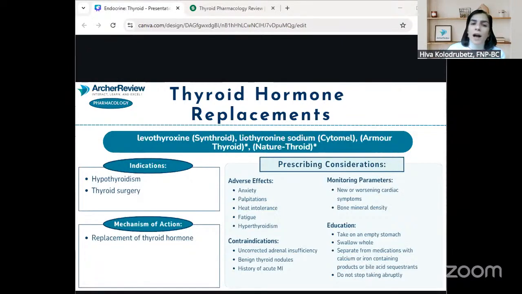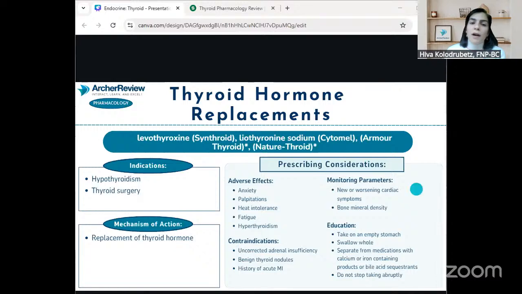There are also some contraindications and monitoring parameters around patients who have underlying cardiac issues, so we want to be thoughtful about that as well. But the biggest thing that you might see in primary care board type questions is the education piece, how to take this medication. Remember, levothyroxine is best absorbed in an acidic environment in the stomach.